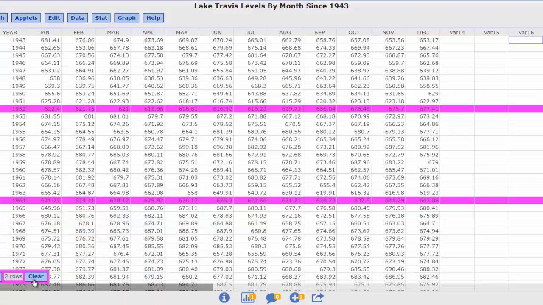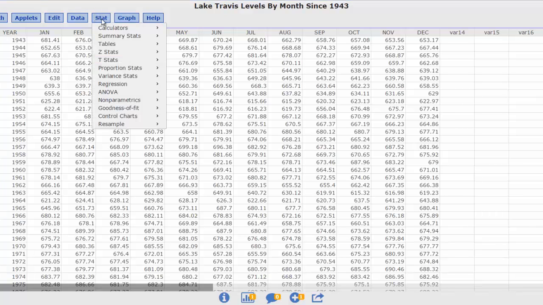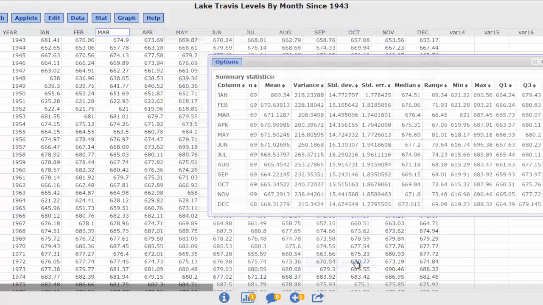I'm going to go ahead and turn off the highlighting again here, clicking the clear button. So now let's just compute some summary statistics. Okay. So all the numbers are under the stat menu, things like means, medians, and t-tests, and regression, and things of that nature. Summary statistics for columns here. Once again, I'm going to select all 12 of these. And we're just going to click compute. And now we get a nice table of output.